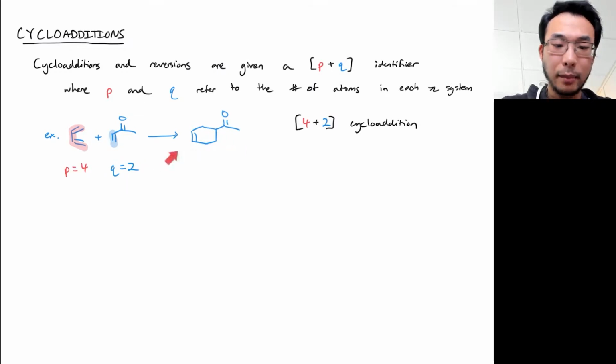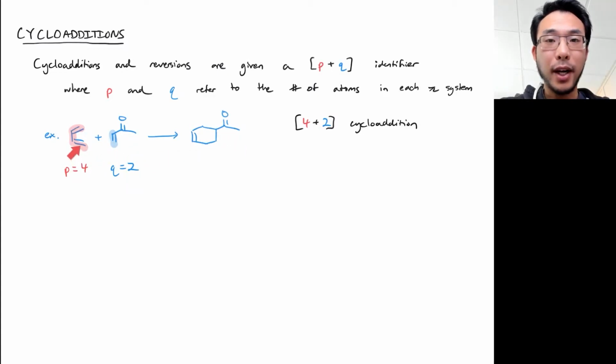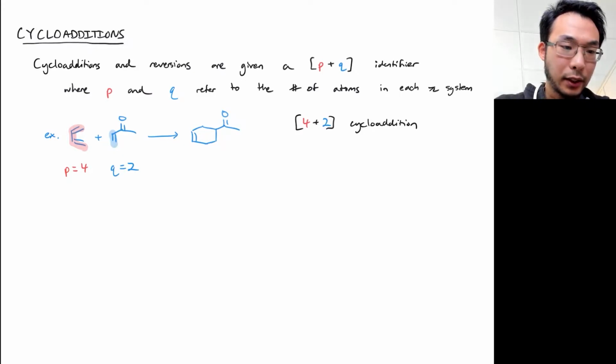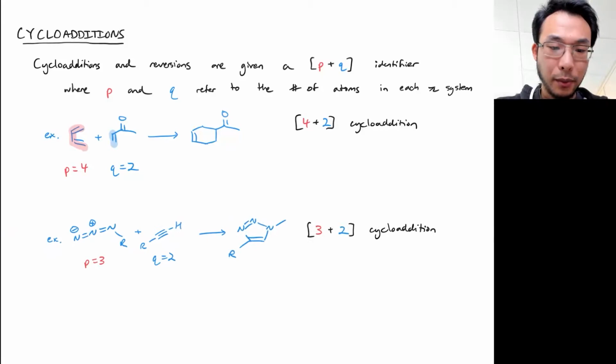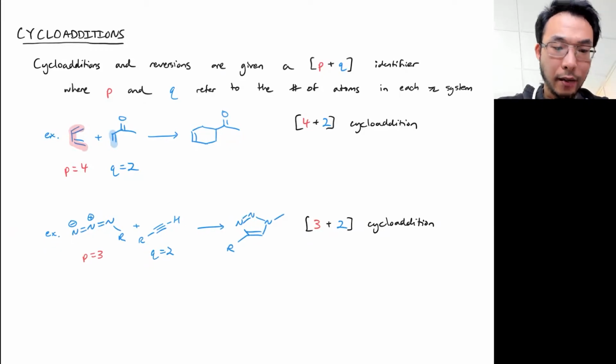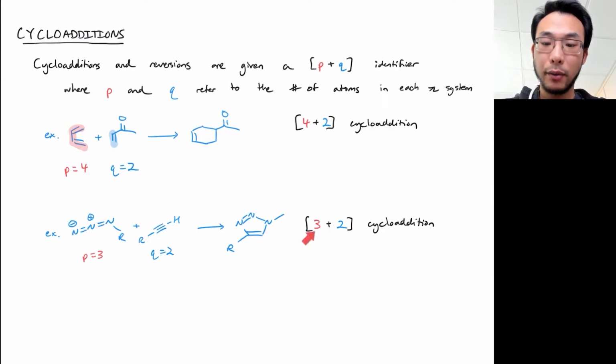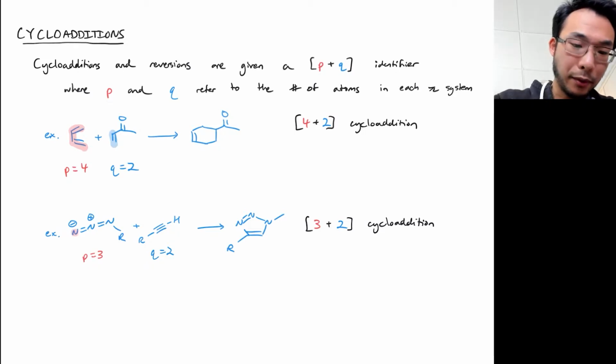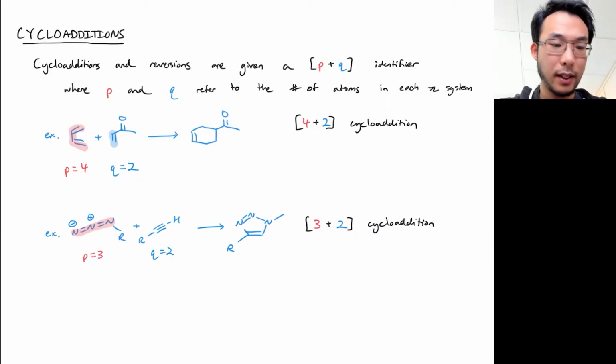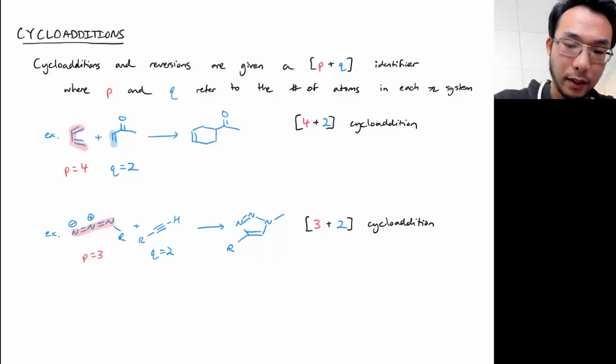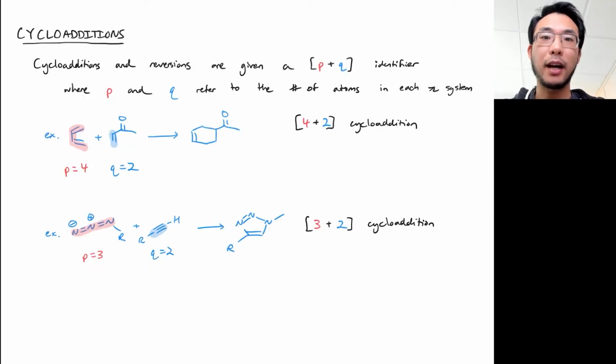This particular example is a Diels-Alder reaction, which we'll go over in much more detail in the next video. Here's another example of this identifier or nomenclature. So here I have an azide, so that's N3, doing a cycloaddition with an alkyne. That's overall getting me a new 5-membered ring, and so here we have a 3 plus 2 cycloaddition. That 3 is coming from the 3 atoms of the azide joining the ring in the product, and the 2 is coming from those 2 carbons in the alkyne.